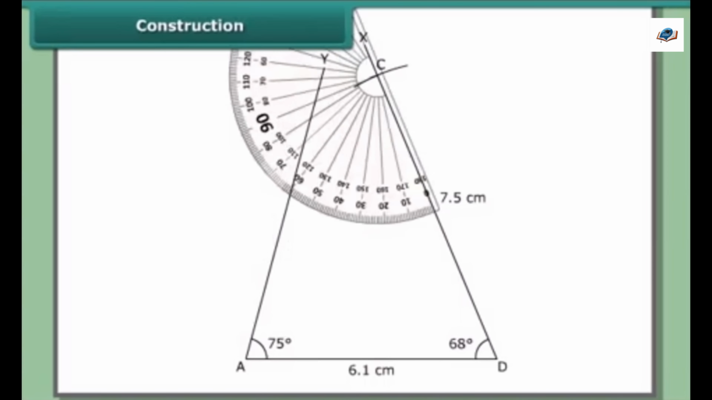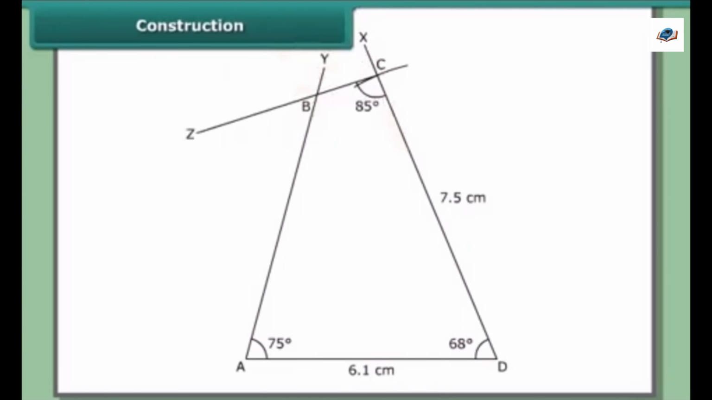At C, draw angle DCZ as 85 degrees. Let AY and CZ intersect at B. Then ABCD is the required quadrilateral.